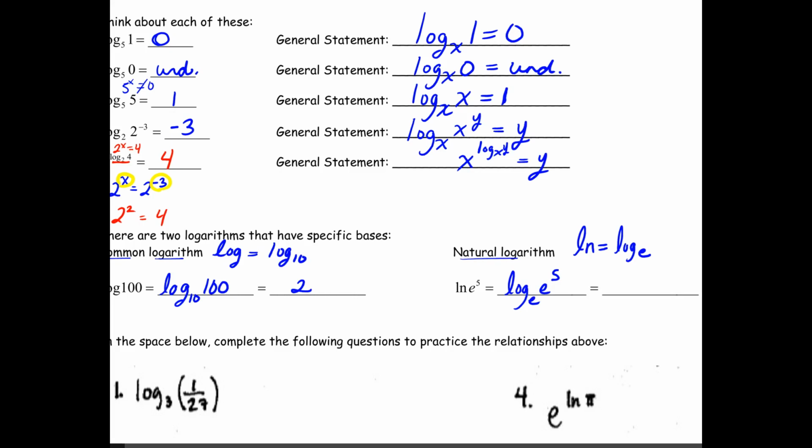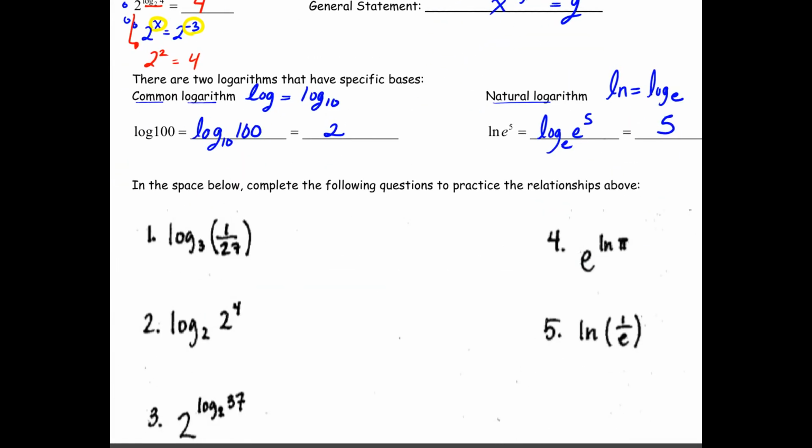And based off of your work above, what should this answer be? Log base x of x to the y equals, yep, just 5. And you can see that by taking your calculator and plugging in natural log of e raised to the 5th power would give you just a 5. Okay, I'm going to do one of these with you at the bottom, and then I'm going to have you practice the rest with your group.